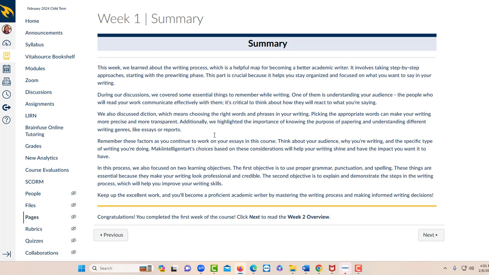In this process, we also focused on 2 learning objectives. The first objective is to use proper grammar, punctuation, and spelling. These things are essential because they make your writing look professional and credible. The second objective is to explain and demonstrate the steps in the writing process, which will help you improve your writing skills. Keep up the excellent work, and you'll become a proficient academic writer by mastering the writing process and making informed writing decisions.